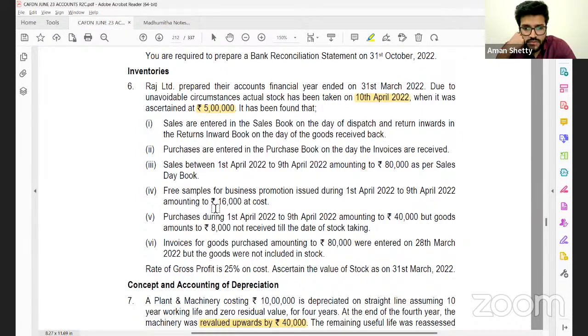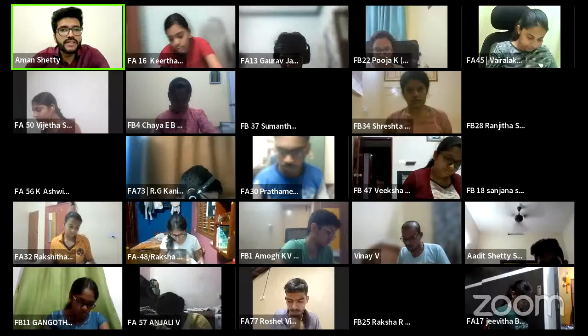Sixth one, invoices for goods purchased amounting to rupees 80,000 were entered on 28th March 2022, but the goods were not included in stock. Rate of gross profit is 25% on cost. Ascertain the value of stock as on 31st March 2022. Okay, let us do it.